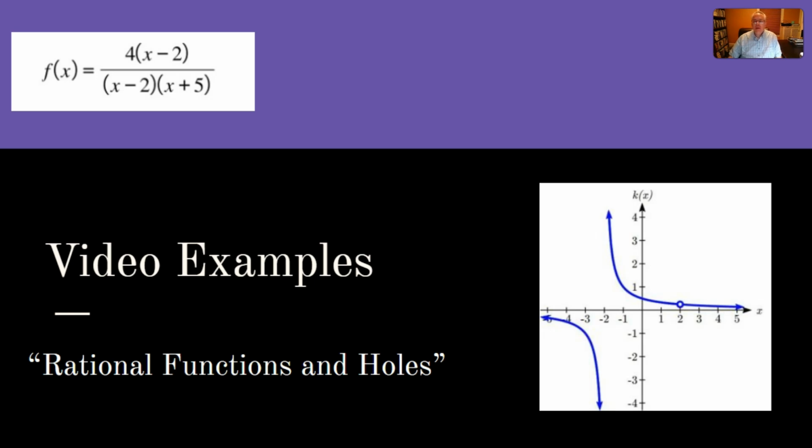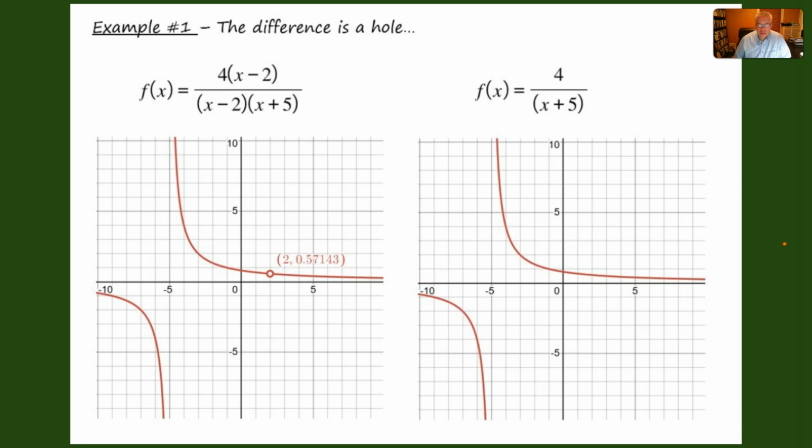Hi, this is Mr. Miller, and in this video, we're going to talk about rational functions and holes. We've seen that rational functions can have vertical asymptotes and horizontal asymptotes, but they can also have points where the function is not defined and there's a little hole in the graph. Okay, here's our first example.